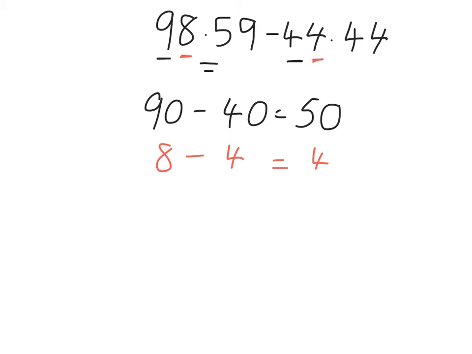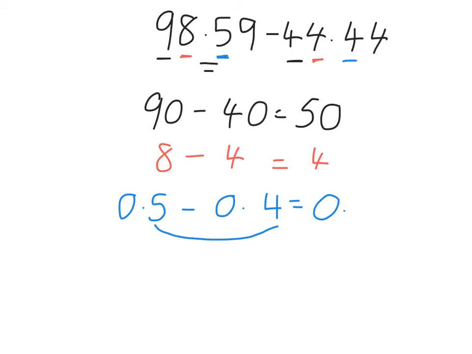Then what I need to do is take away my tenths. So I've got 5 tenths here and 4 tenths. That's going to look like this. 0.5 take away 0.4. So all I'm doing in this one is taking away 5 take away 4, and I'm leaving everything else the way it is. So it's going to be 0.1.